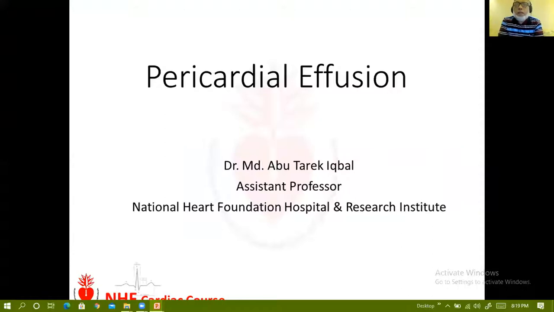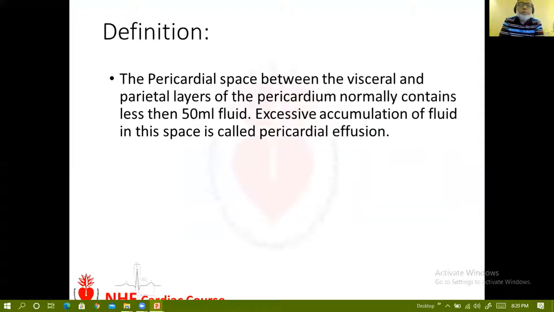Our topic is pericardial effusion. I will discuss etiology, pathophysiology, and clinical features. What is pericardial effusion? The pericardial space between the visceral and parietal layers of the pericardium normally contains less than 50 ml of fluid. Excessive accumulation of fluid in this space is called pericardial effusion.